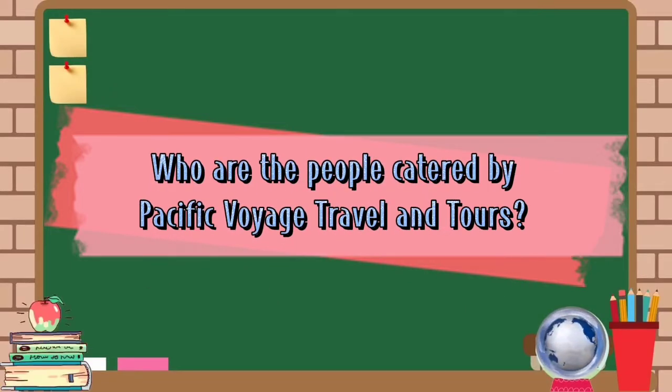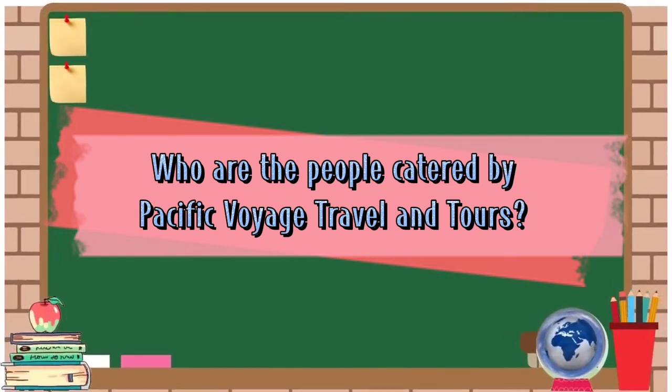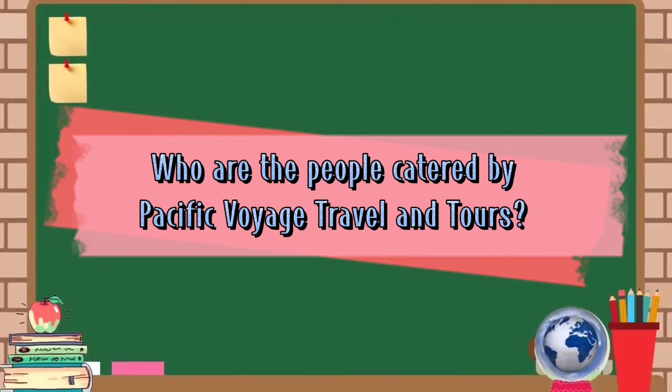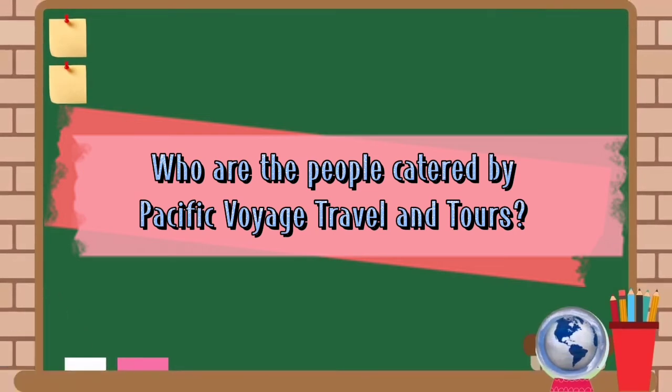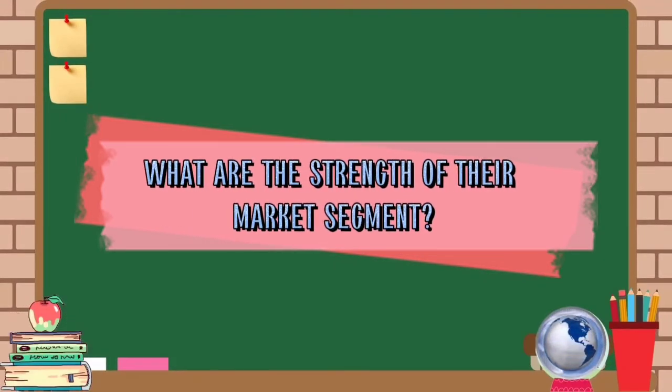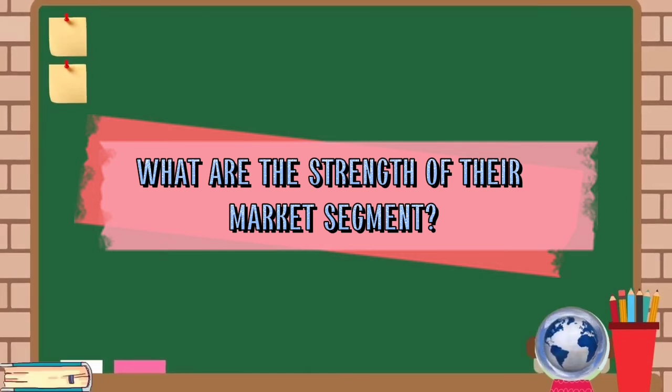They cater to college educational travel programs, both local and international travel requirements. However, they also cater to corporate travel, which was basically their initial market. What are the strengths of their market segment? Their strength depends on the number of students in one school at a time.